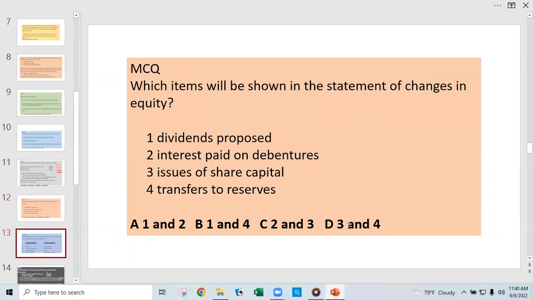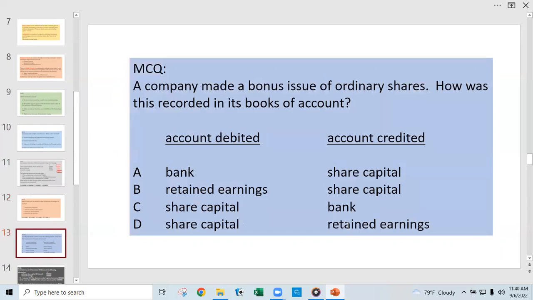Okay, the next MCQ. A company made a bonus issue of ordinary shares. How was this recorded in the books of accounts? 4 journal entries are given. Issue of shares will be credit to share capital account. Therefore, C and D are eliminated. Since the bonus issue is not for cash, A is eliminated. The answer is B. Now let's move on to the next MCQ.